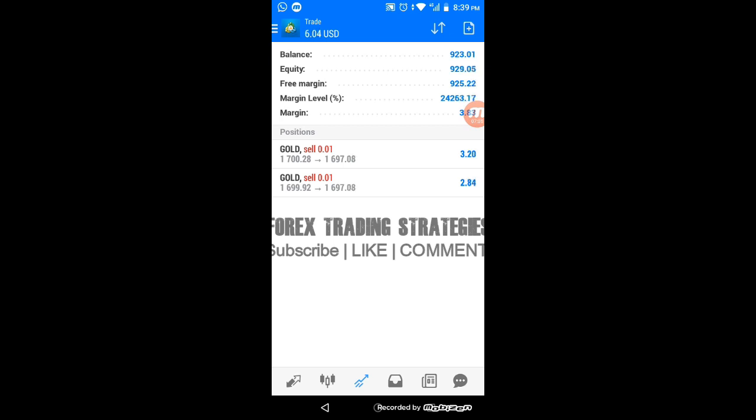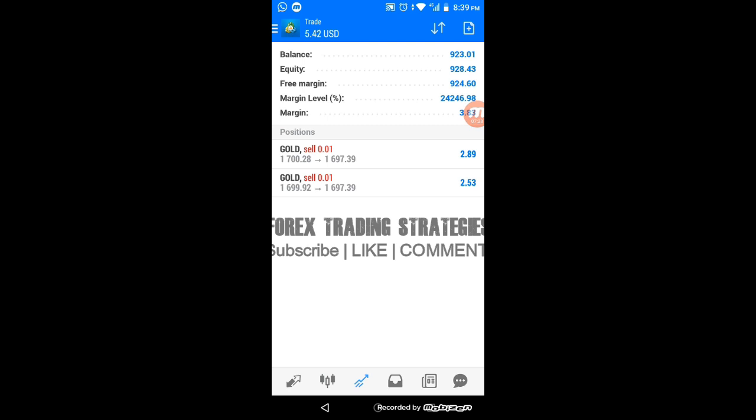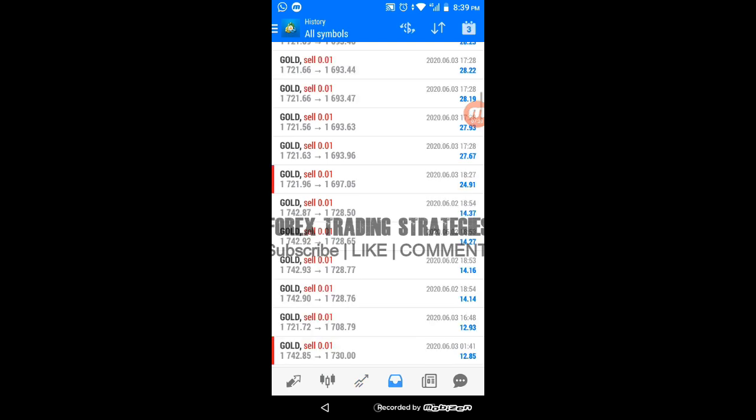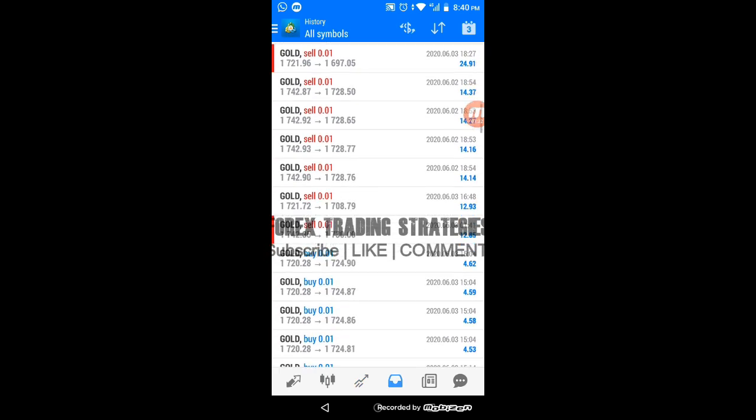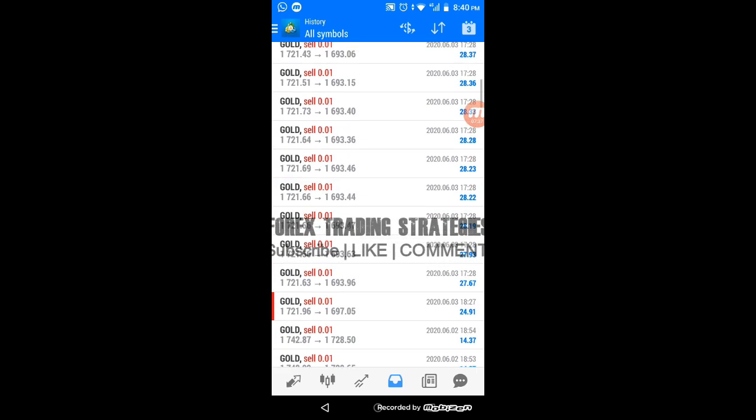Second tip is work out your risk management, your lot sizing. You can see here my lots. Well, this is the EA, the Forex robot. It's 0.01, which is cool. But if you see my previous trades, they are all 0.01. These are manual trades.